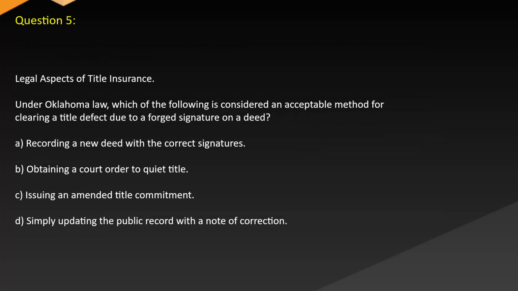Question 5. Legal aspects of title insurance. Under Oklahoma law, which of the following is considered an acceptable method for clearing a title defect due to a forged signature on a deed? A. Recording a new deed with the correct signatures. B. Obtaining a court order to quiet title. C. Issuing an amended title commitment. D. Simply updating the public record with a note of correction.